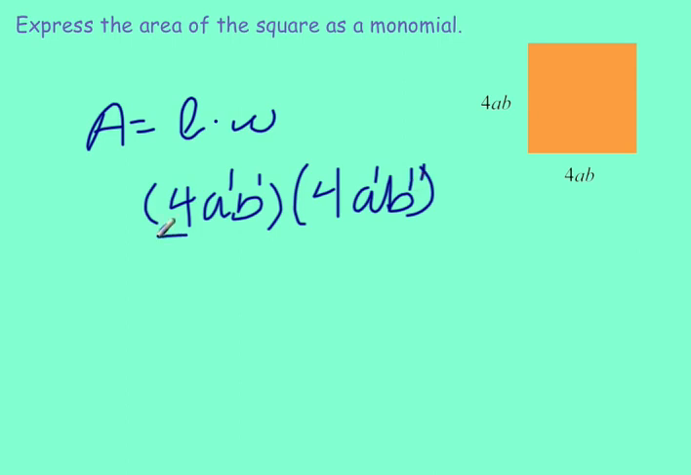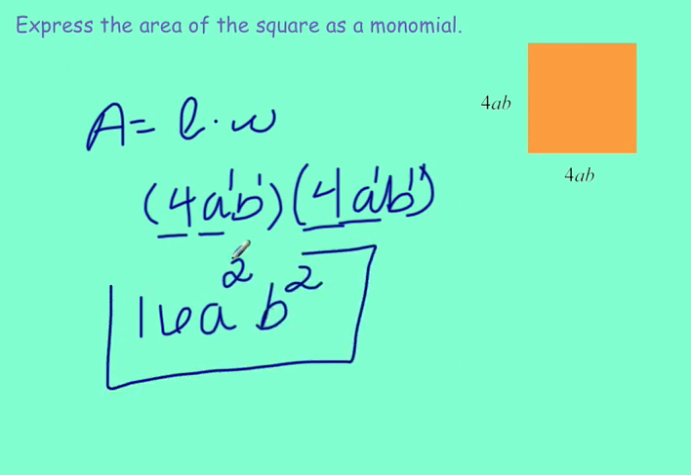So 4 times 4 is going to give me 16. Remember, you're always multiplying the coefficients, and now when we multiply the letters, we're going to add the exponents. A to the 1st times a to the 1st, add the exponents, you're going to get 2. B to the 1st times b to the 1st, add the exponents, you're going to get 2. So that right there is your final answer for number 11.